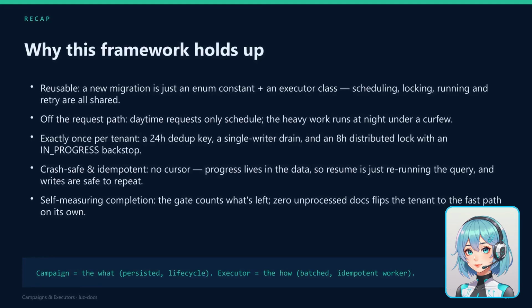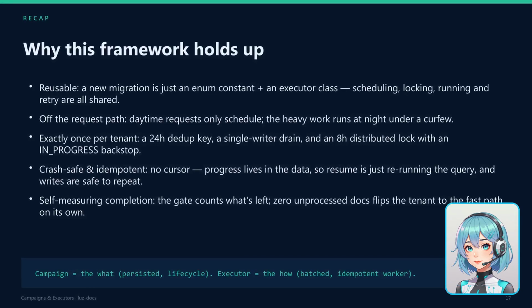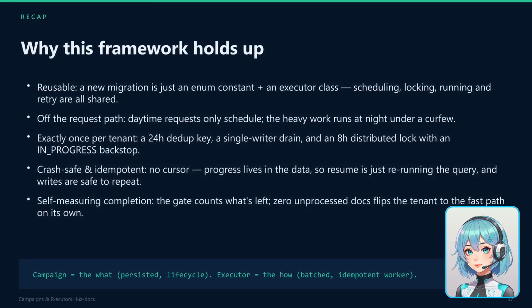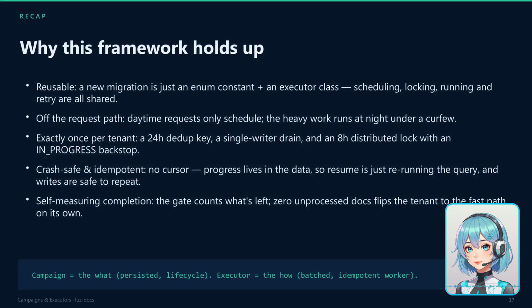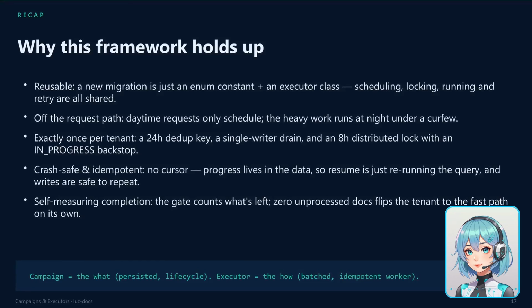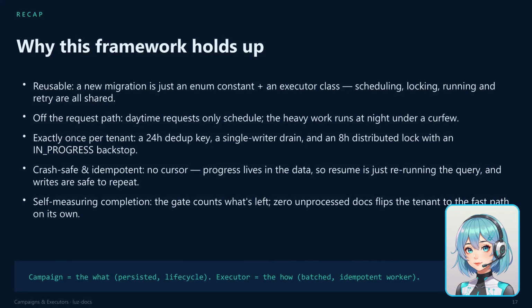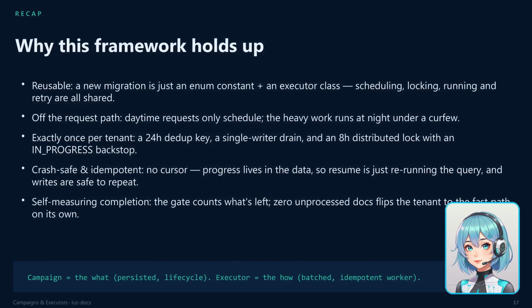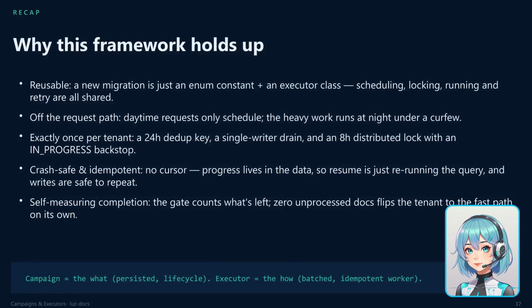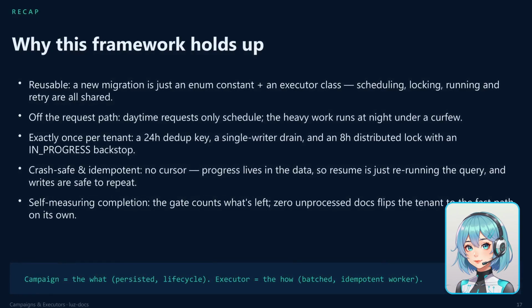It's reusable. A new migration is just an enum constant and an executor class. It's off the request path, daytime-only schedules, and the work runs at night. It runs exactly once per tenant, behind 3 guards. It's crash-safe and idempotent, with no cursor to corrupt, and completion measures itself. Campaign is the what, executor is the how.